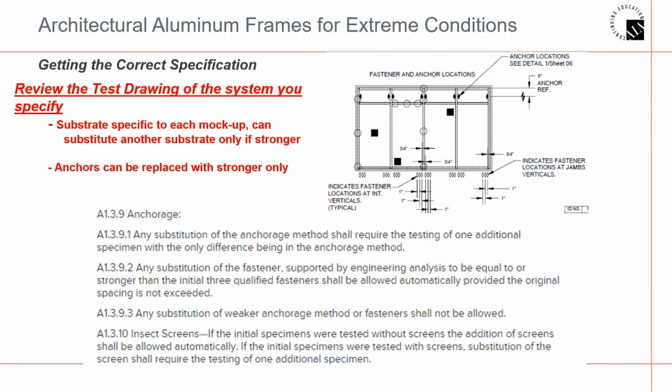A13.9.3 clearly points out that no substitution of a weaker fastening method will be allowed. This also points out that fastener spacing and number can't be less than that which was used in the test. So make sure to get copies of the test and the shop drawings or installation instructions specific to that system so that you are aware of how it should be installed, the substrate around which it was tested, and the anchoring schedule.